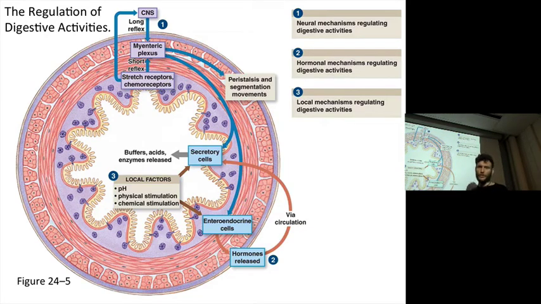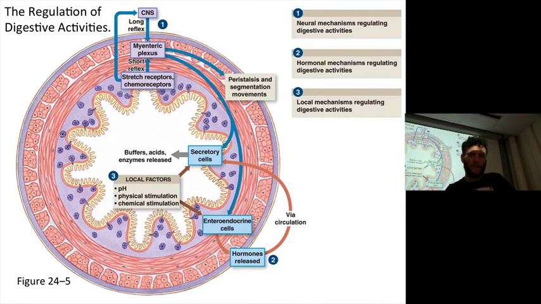So there's three general ways that this is regulated. The first is a neural mechanism that does connect with the central nervous system. They call this the long reflex.